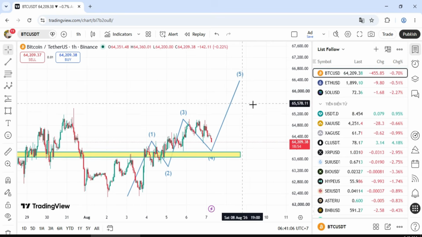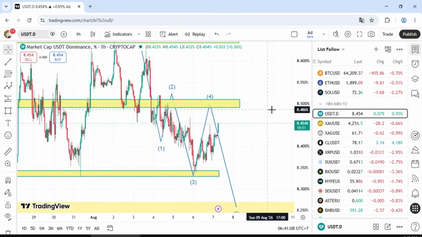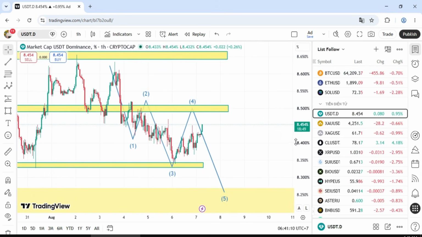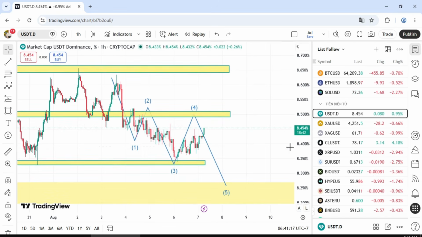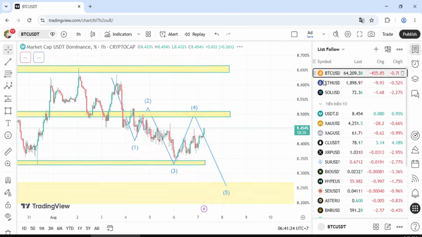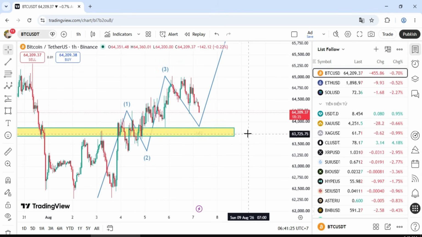Here, is that clear? And in parallel with that, we see USDTD. We are expecting the Elliott wave decline like this. We see its wave 3 to 4. We are expecting it to rise to 8.5%. And when it rises to 8.5%, it is equivalent to our BTC dropping to 63.7K to 63.8K.